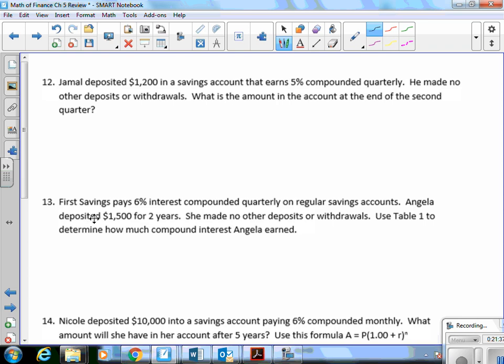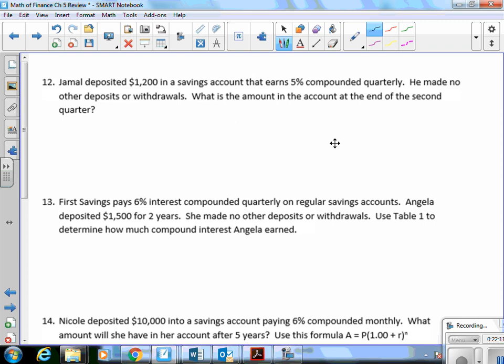All right, so Jamal deposited $1,200 in a savings account that earns 5% compounded quarterly. He made no other deposits or withdrawals. What is the amount in the account at the end of the second quarter? All right, so in this case, it's compounding quarterly, so we need to find the interest added into the amount deposited, and then since we're doing 2 quarters, we'll do that another time after we get the new balance.